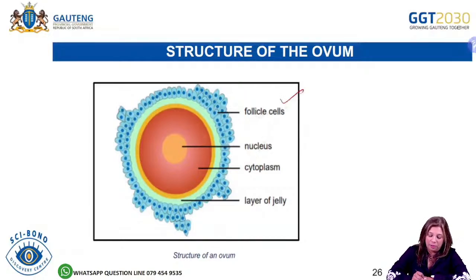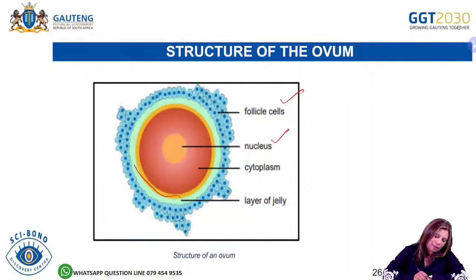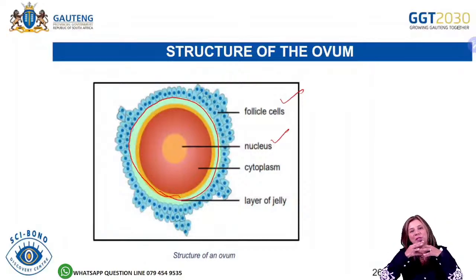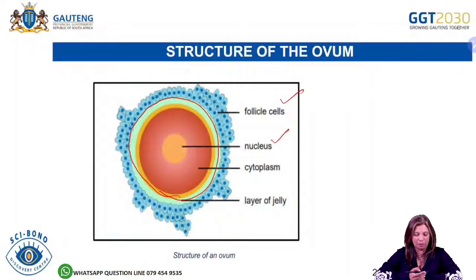So if we look at the labeling of the ovum, we have the follicle cells, and we have the nucleus. The nucleus is where we will find the DNA, isn't it? And then we have the cytoplasm, and we already know the function of the cytoplasm. The cytoplasm provides the entire structure with nutrients. And then we have the layer of jelly. Now, any layer that covers a structure serves as protection. So this would do the same thing. It would serve as protection for the newly fertilized ovum, which would then become obviously the diploid zygote.